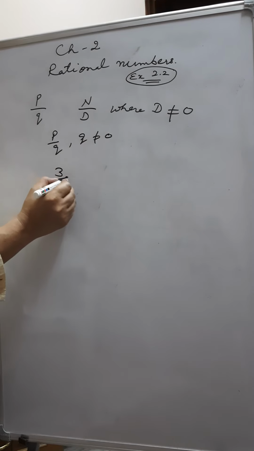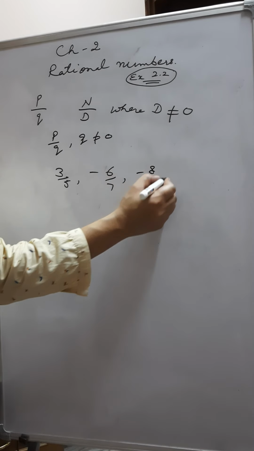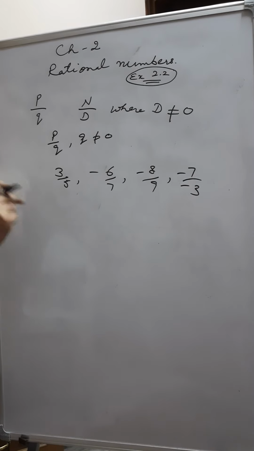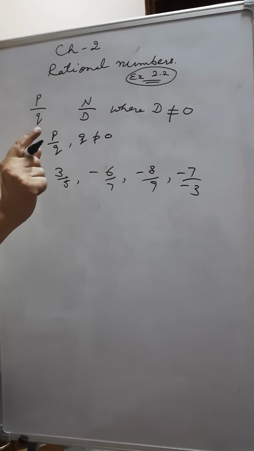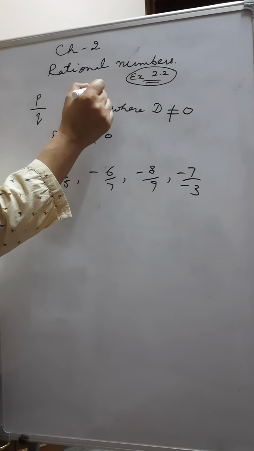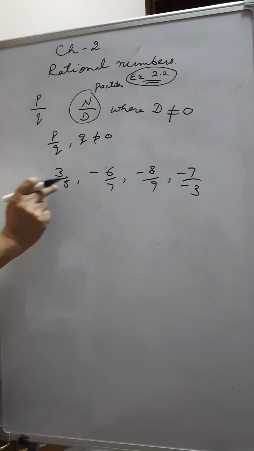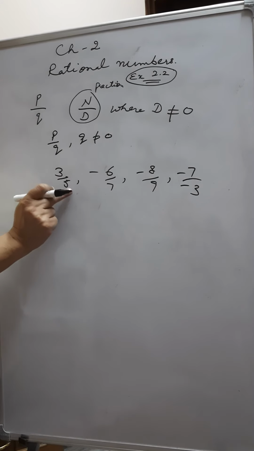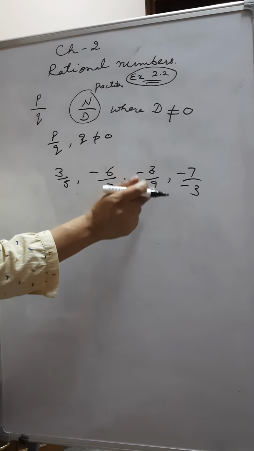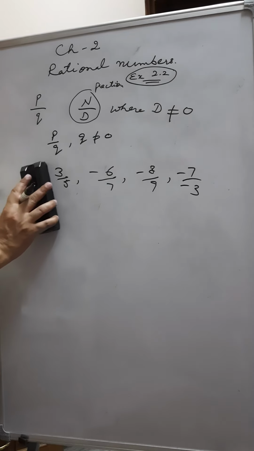Like 3 over 5, minus 6 over 7, minus 8 over 9, minus 7 over minus 3. These all are examples of rational numbers. You have studied fractions. A fraction is numerator over denominator. But now in rational numbers, signs are also there. Numerator over denominator, denominator non-zero. These are called rational numbers. Followed?